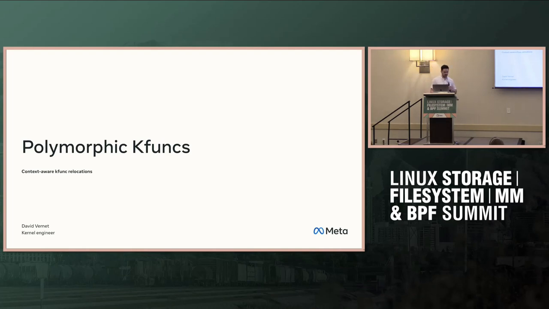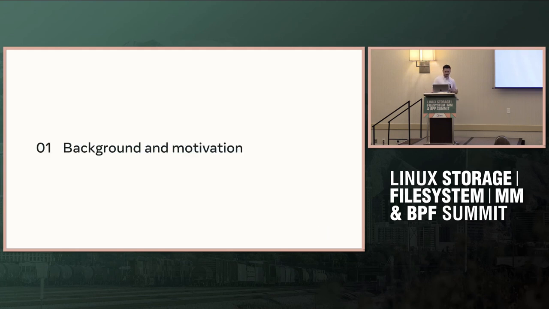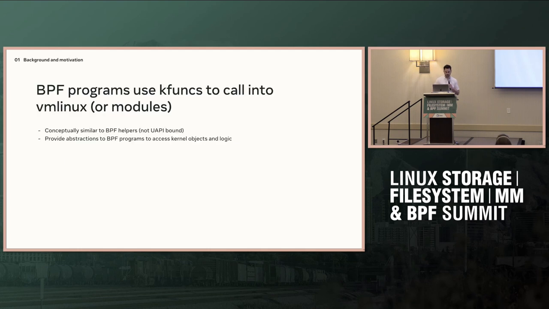I'm going to be talking about polymorphic k-funks, which is kind of just a fancy way of saying k-funks that have the same API but are actually implemented in two different ways depending on the context in which they're called. So I'll start by giving a little bit of background on k-funks, what exactly I mean here, what the motivation is for this, and then we can talk about the possible design.